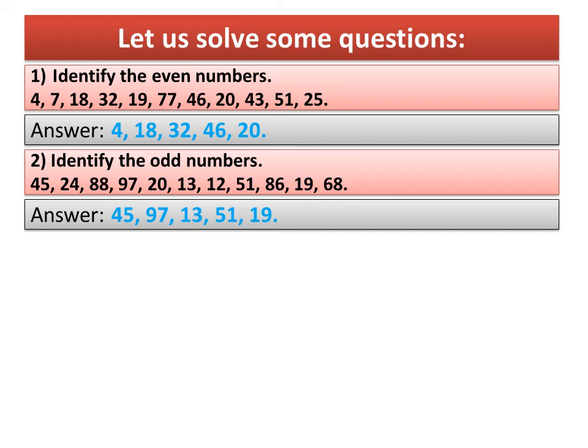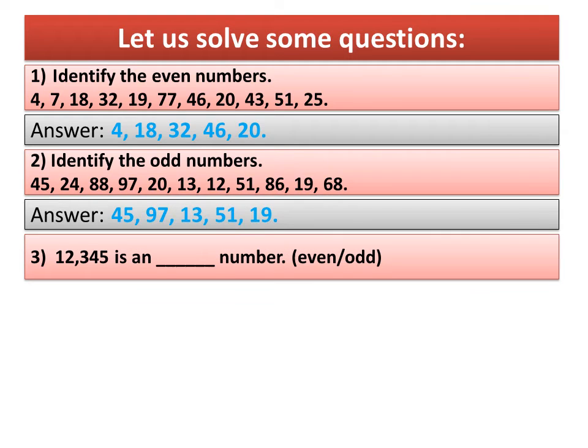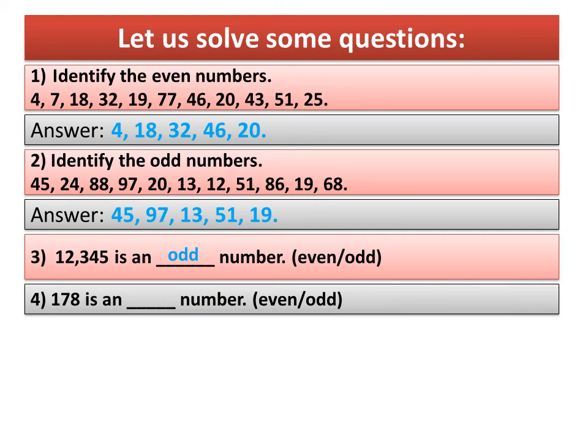Question number 3. 12,345 is an dash number, and the options are even or odd. See, the last digit is 5, so it is an odd number. Question number 4. 178 is an dash number, and the options are even or odd. See, the last digit is 8, so it is an even number.